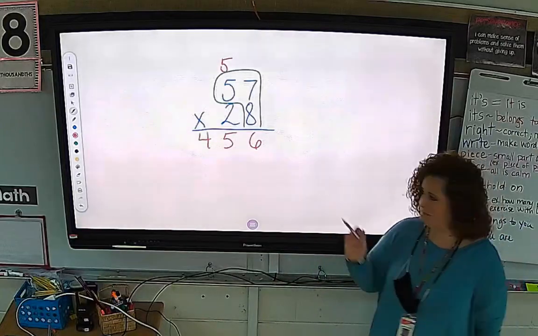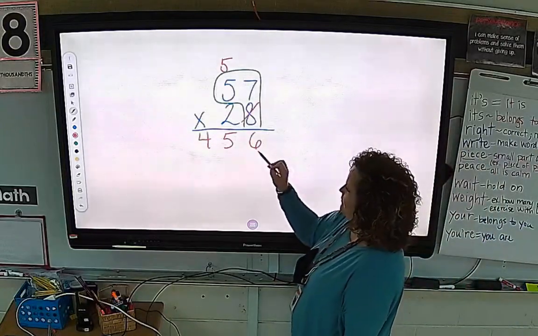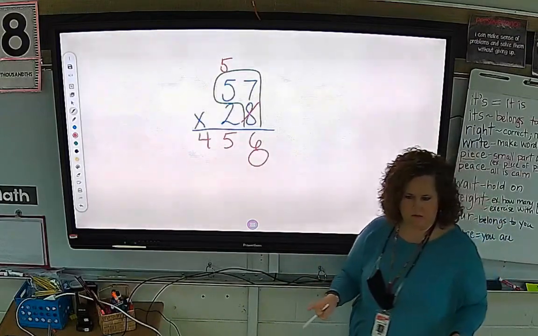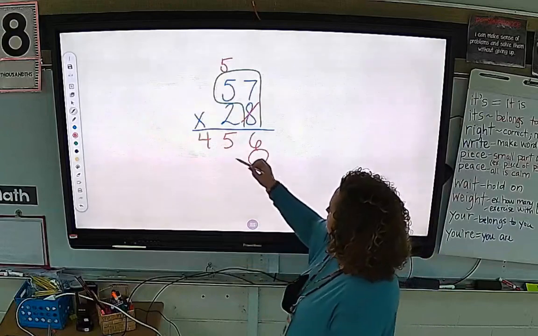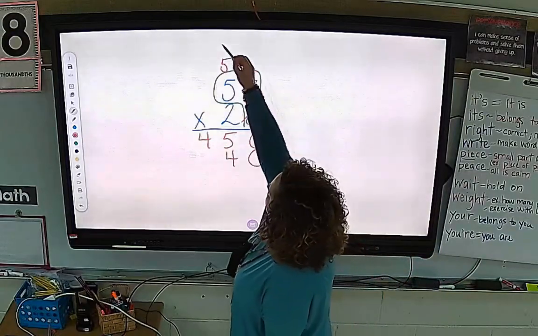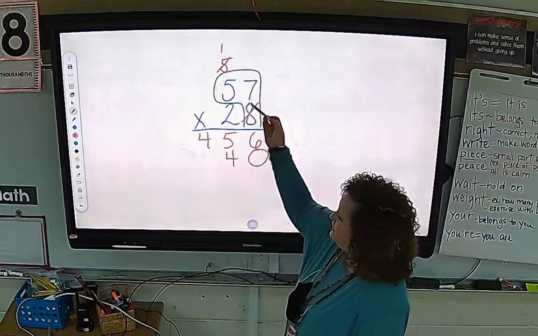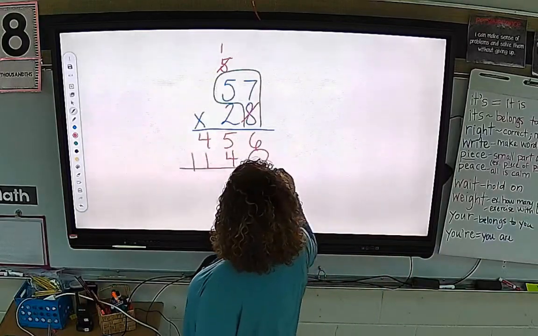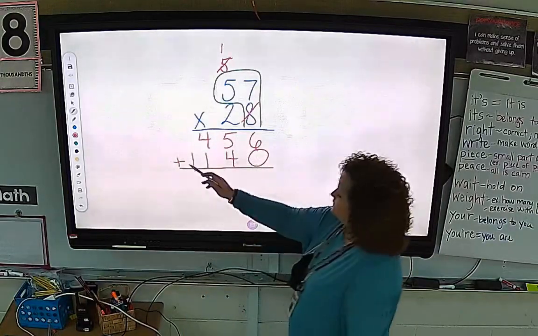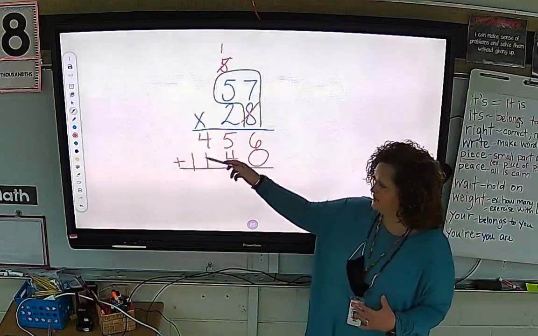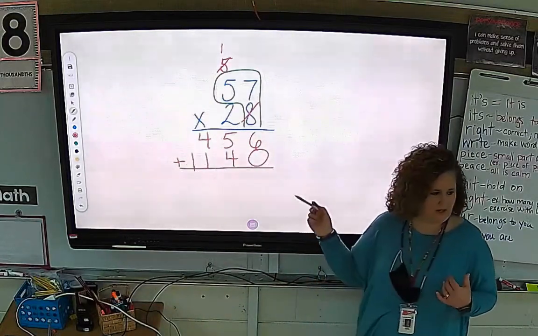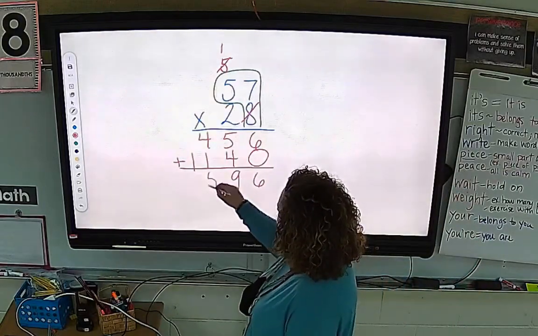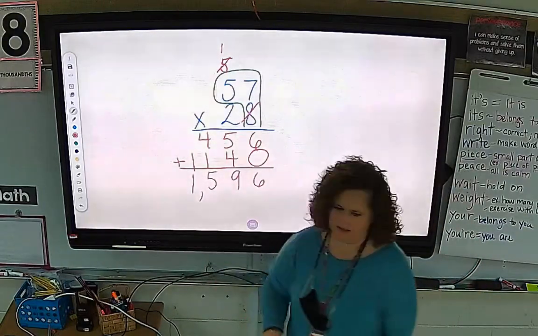Okay, check that. And then we're done with that 8, and we put our 0. 2 times 7, everybody? 14, put the 4 and carry the 1. 2 times 5, everybody? 10, one more makes 11. Add those up. So your second row, 1,140. Okay. Add those up. 1,596.